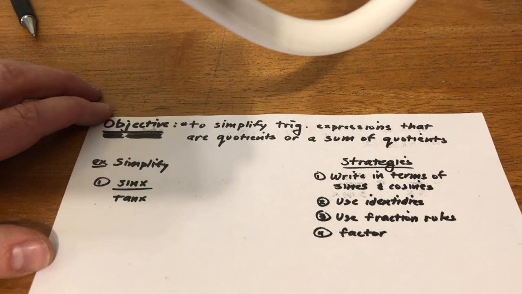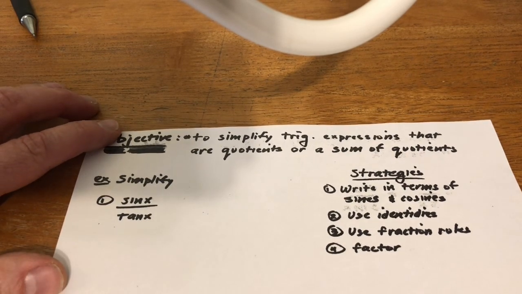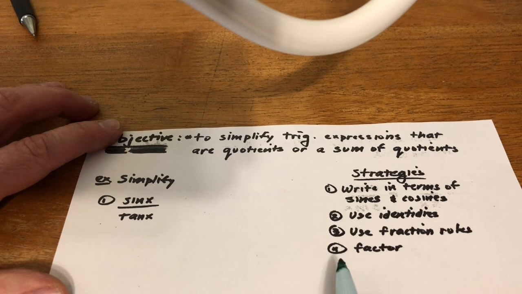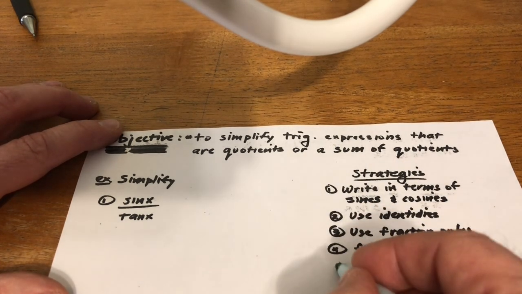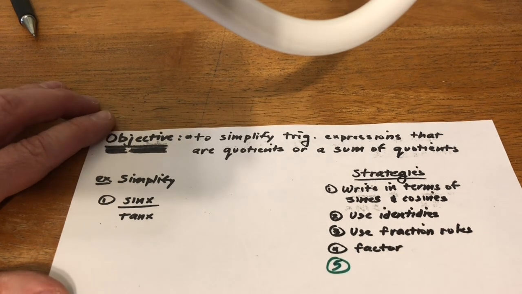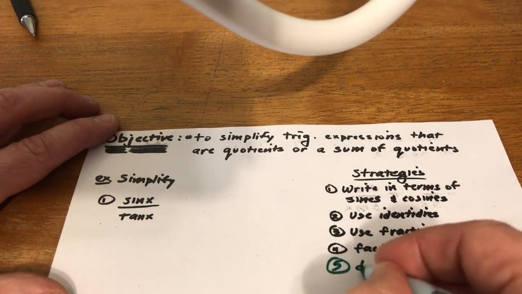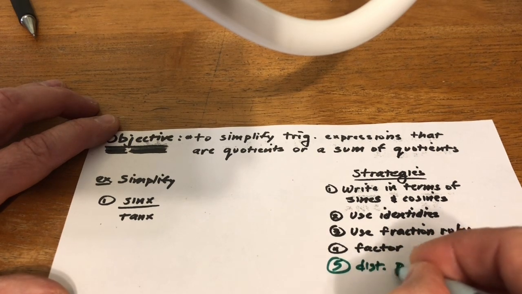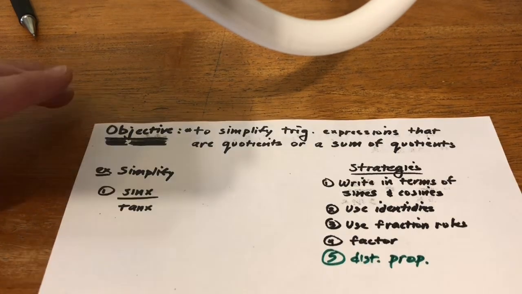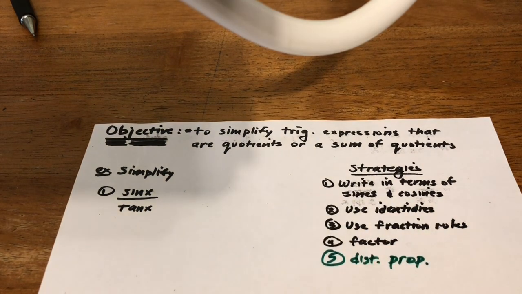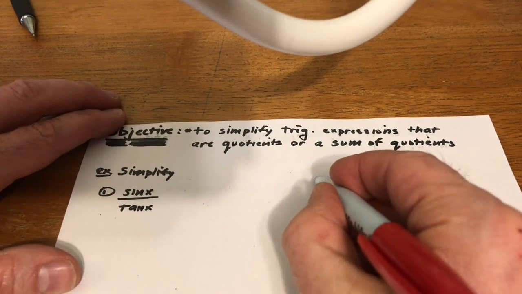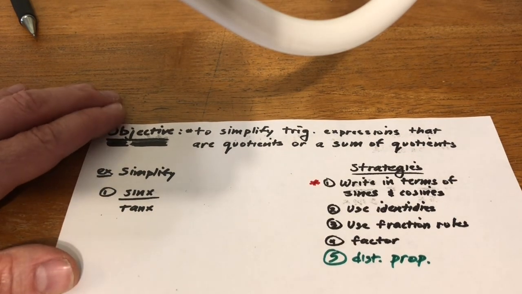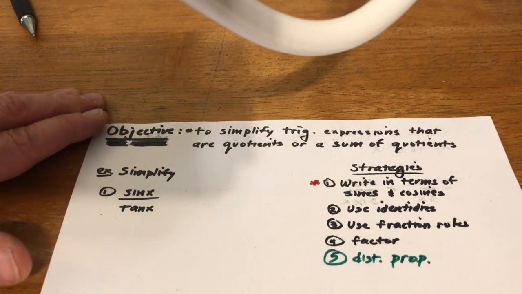The first thing right here is we want to review our main strategies. Last time we met, we did write some of these strategies up on the board. We added one more strategy to the list, and hopefully you remember what that is, the distributive property. And so if you're not sure what to do, these are some of the main ideas you can keep in mind. Of course, the most important strategy we have is still number one. Okay, so don't forget writing everything in terms of sines and cosines.